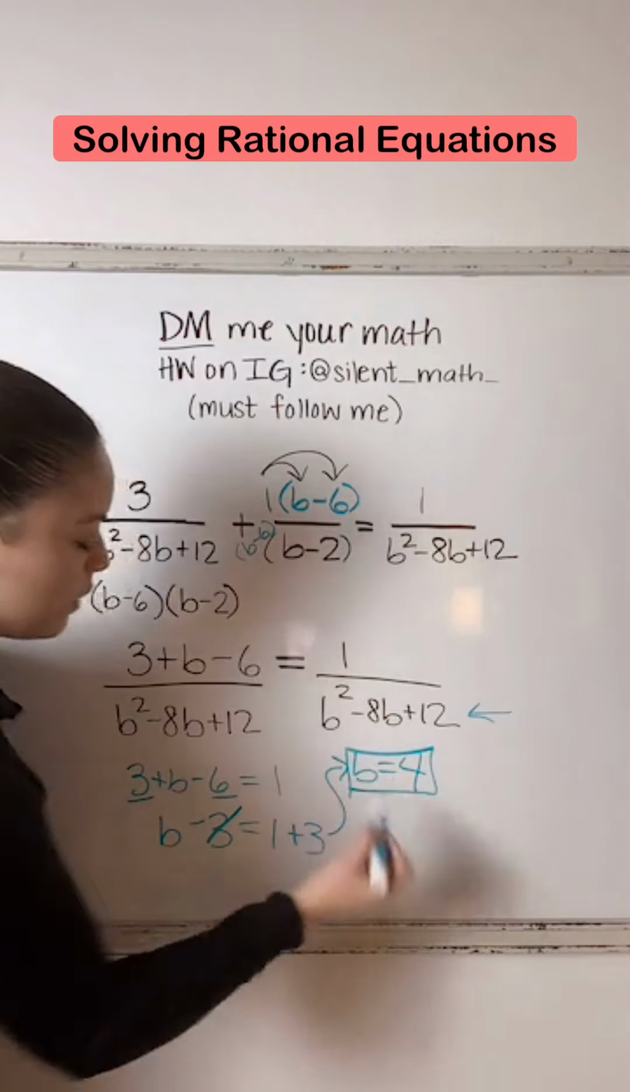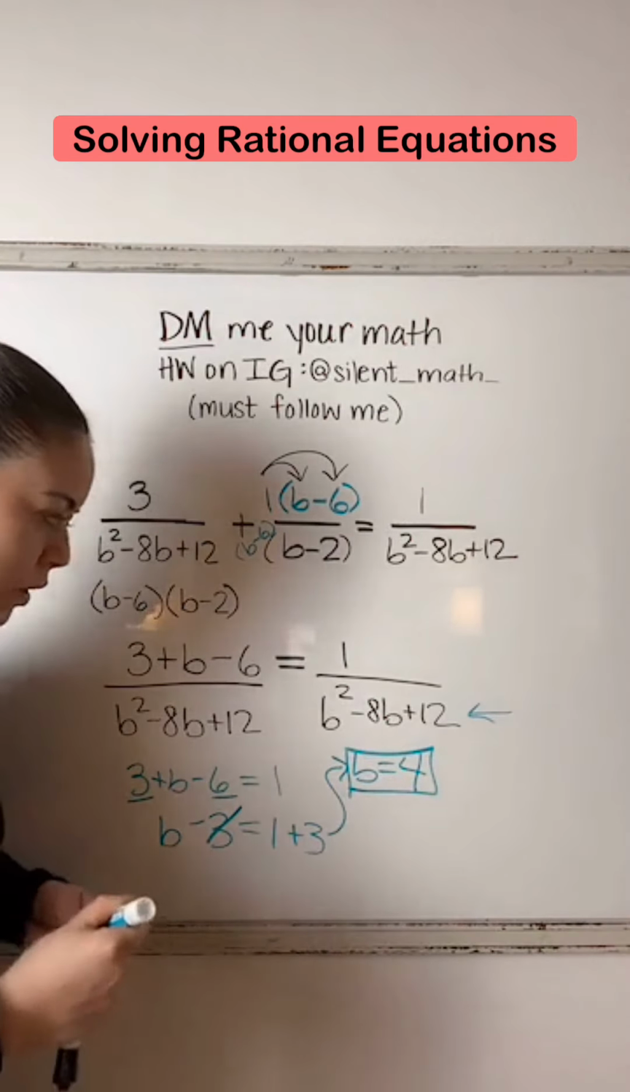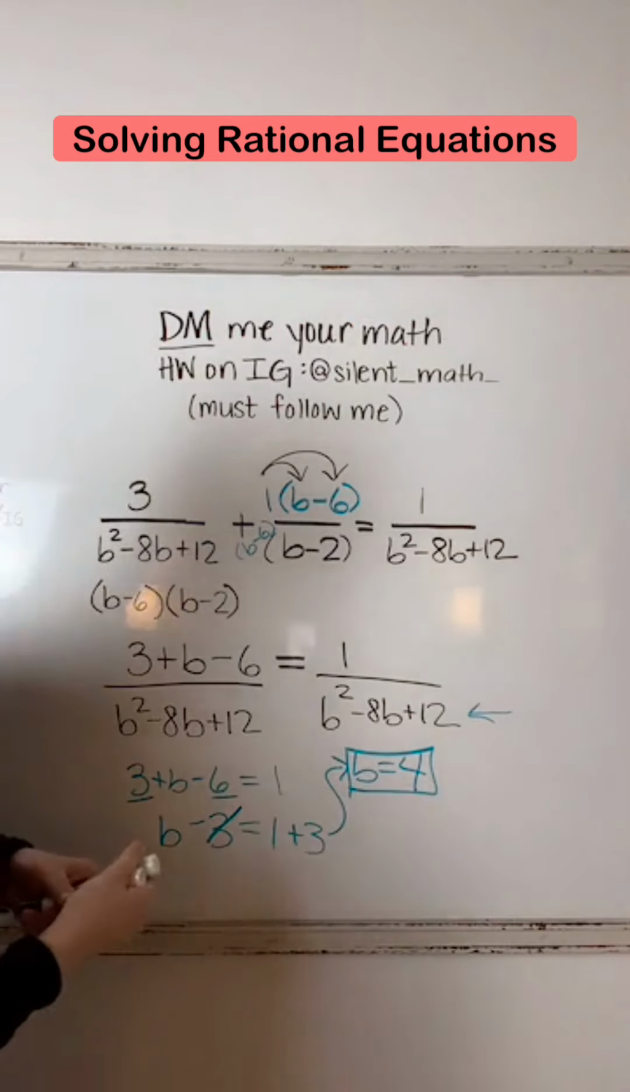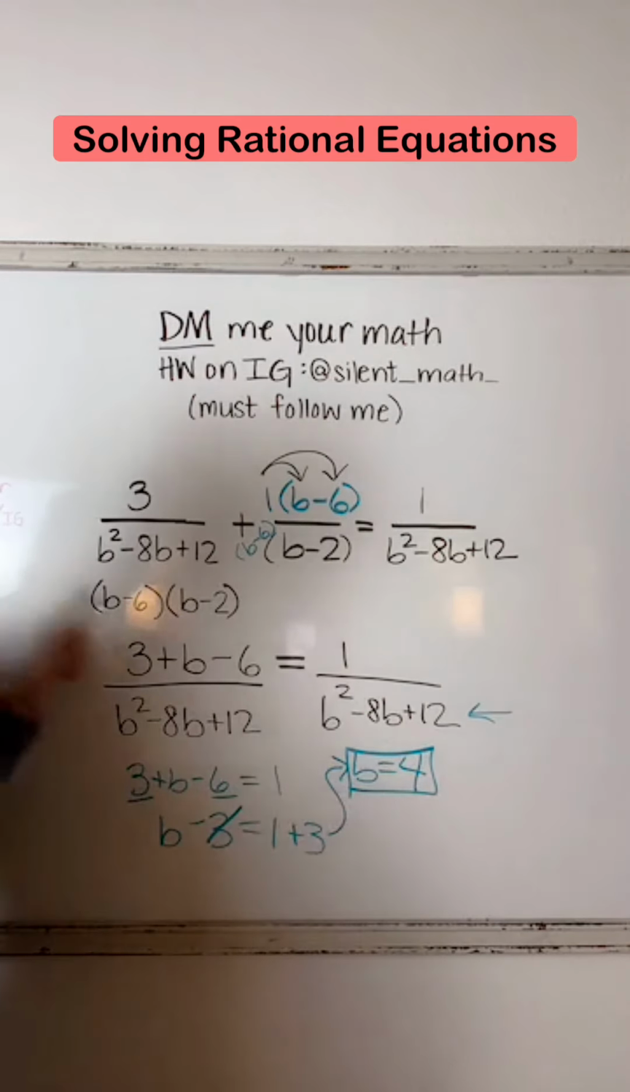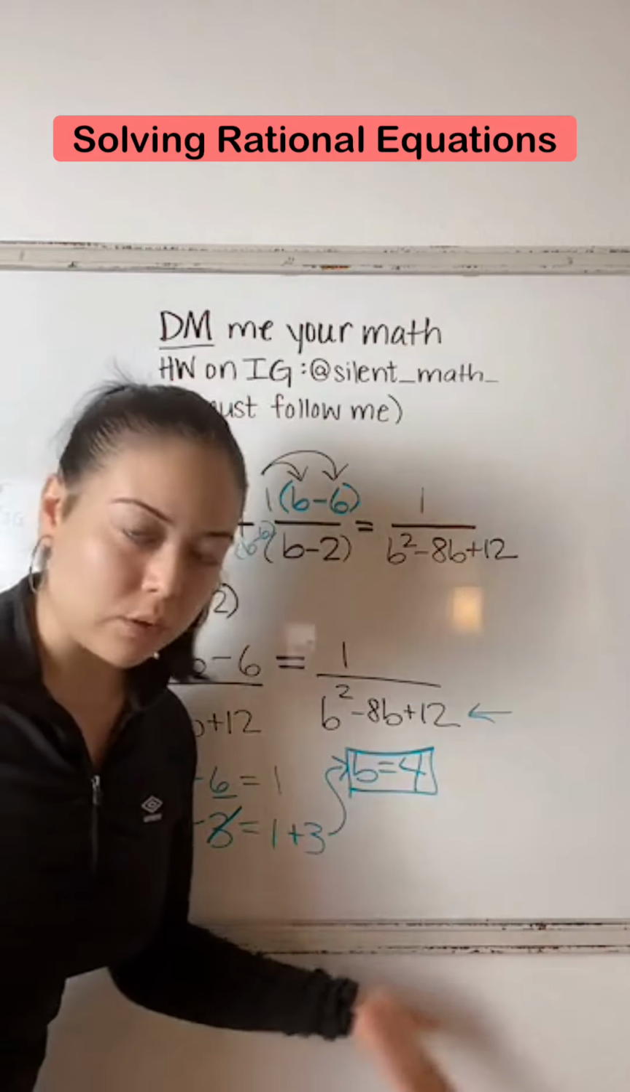So, Mari Rosa, your answer is b is equal to 4. And it does work out, because if I were to plug b into my denominators, you're not going to get a 0. So it works out.